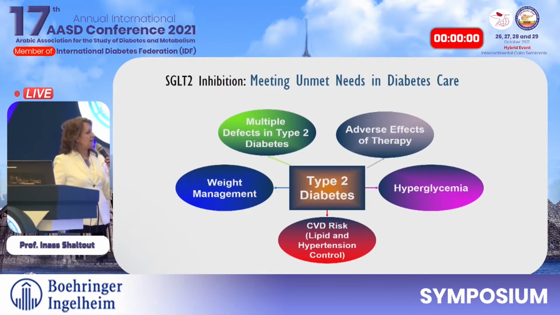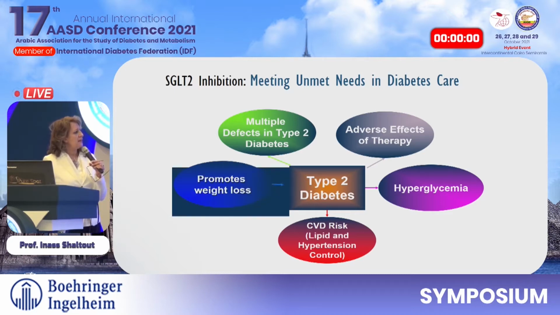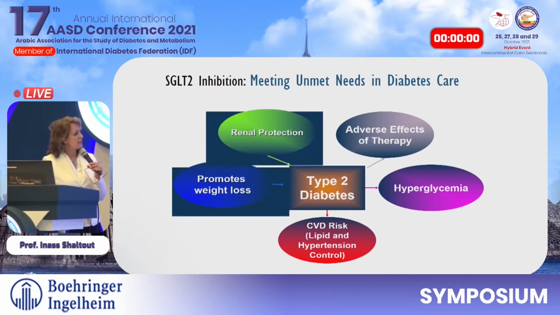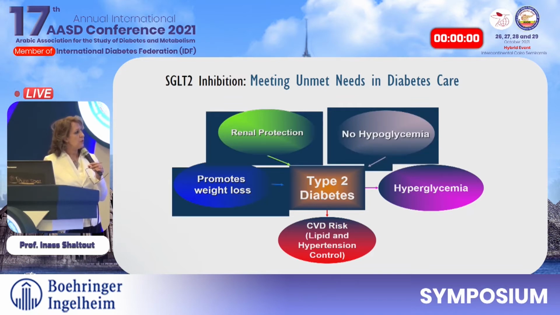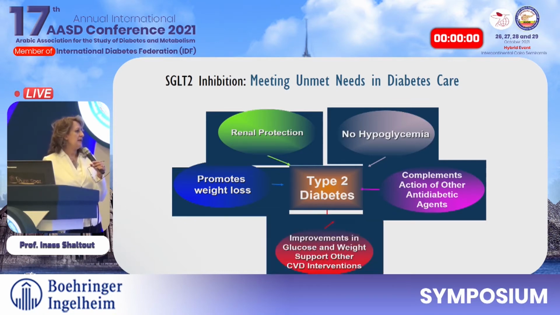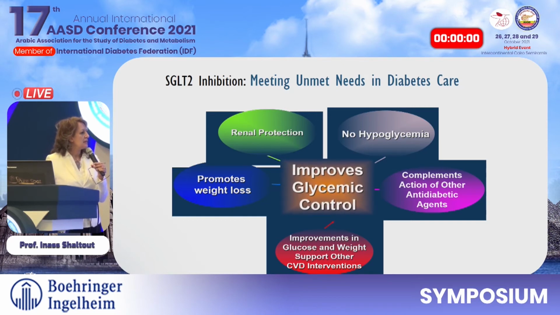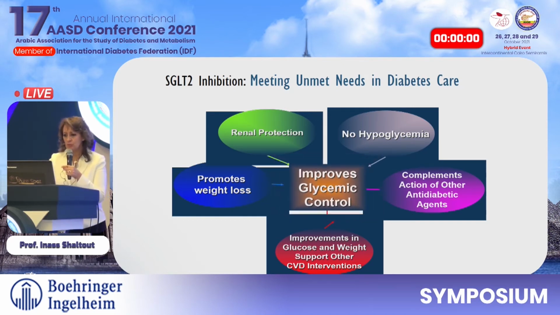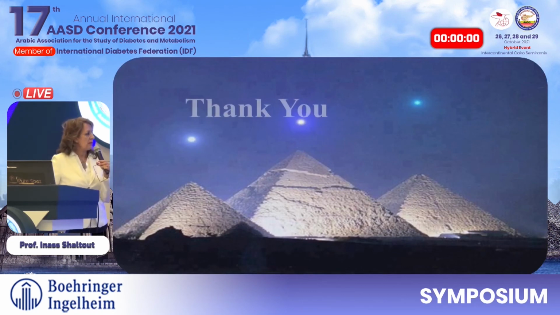Let me end with this slide: SGLT2 inhibitors meeting unmet needs in diabetes care. As you can see, they promote weight loss, renal protection, no hypoglycemia. It complements the action of other antidiabetic agents, with improvement in glucose and weight, supports other cardiovascular disease, and improves glycemic control. Thank you.